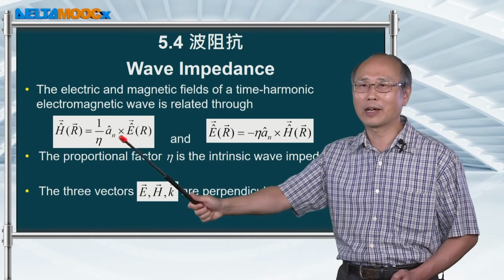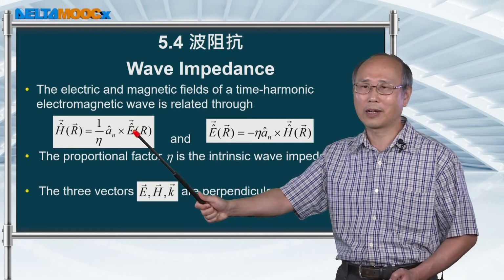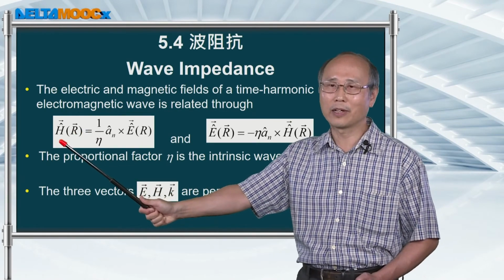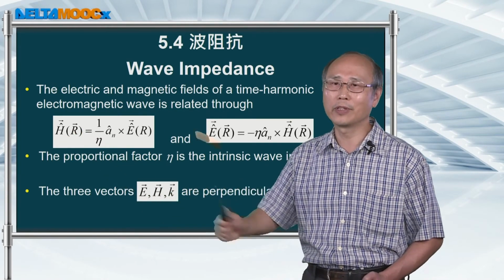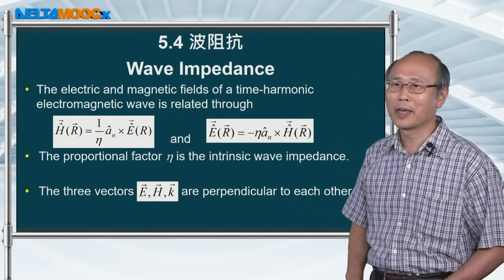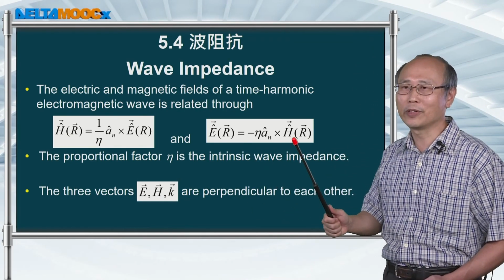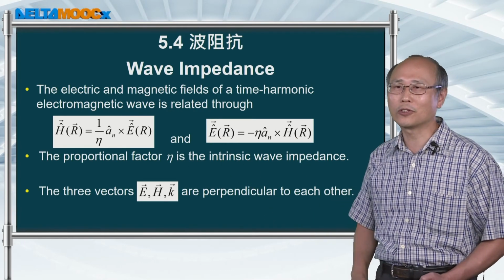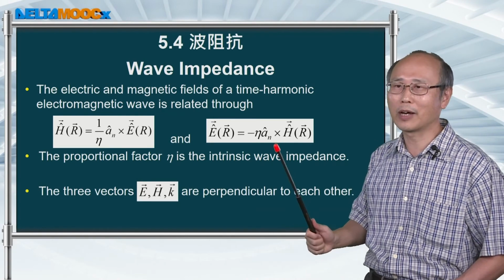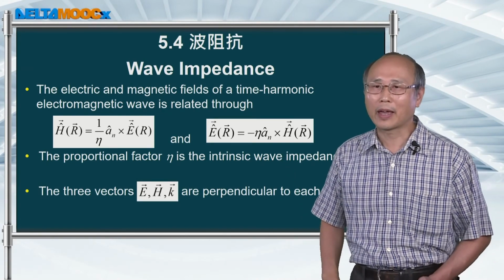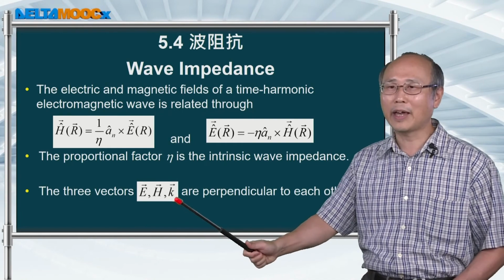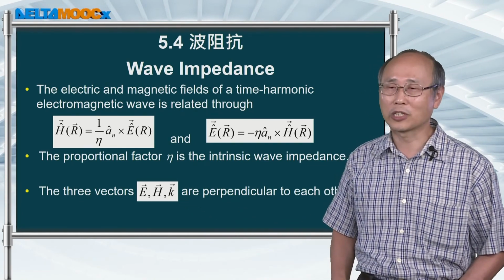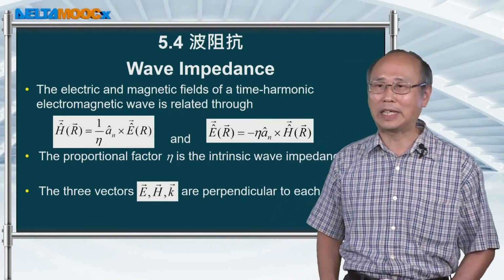If you know the electric field from your analysis, you should be able to write down the expression for your magnetic field through this expression. Or alternatively, if you know the solution for your magnetic field, you can also deduce the solution for your electric field through this expression. The three vectors E, H, and k are perpendicular to each other, and we call this wave a transverse electromagnetic wave, or TEM wave.